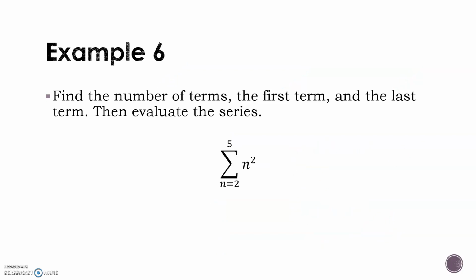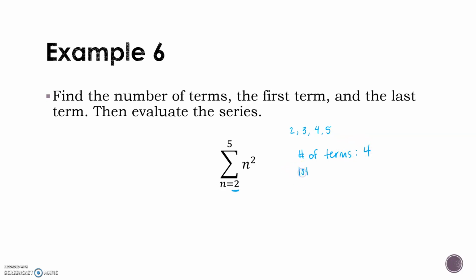Let's look at one more. We've got to find the number of terms. This time, notice we start at 2. So if I think about this, I've got terms 2, 3, 4, and 5. So my number of terms is going to be 4.